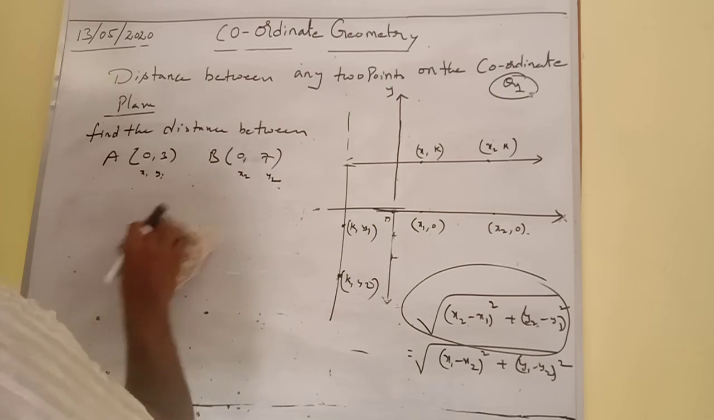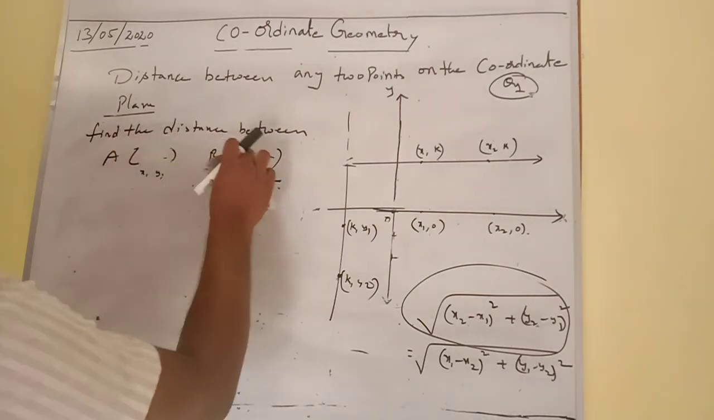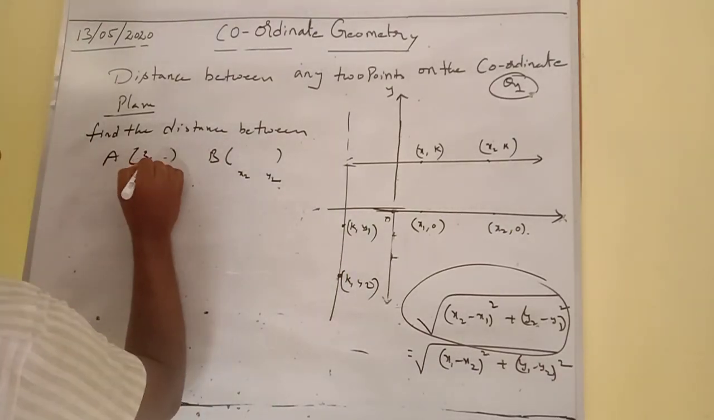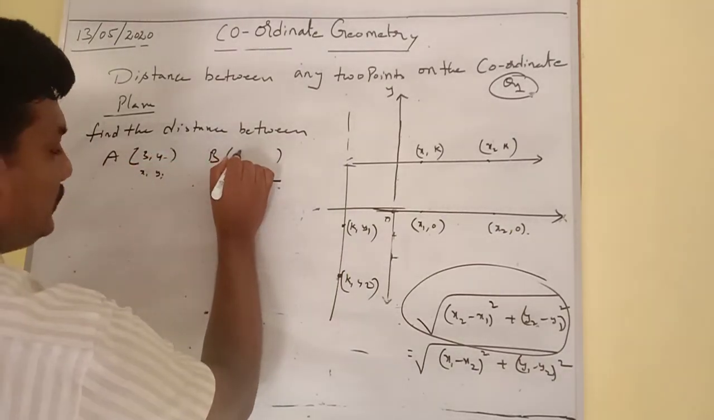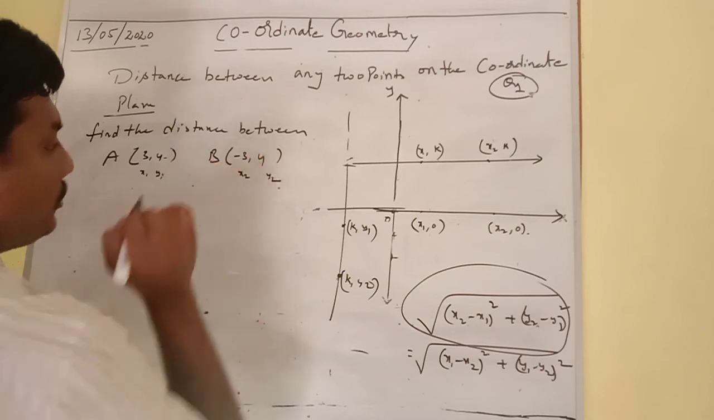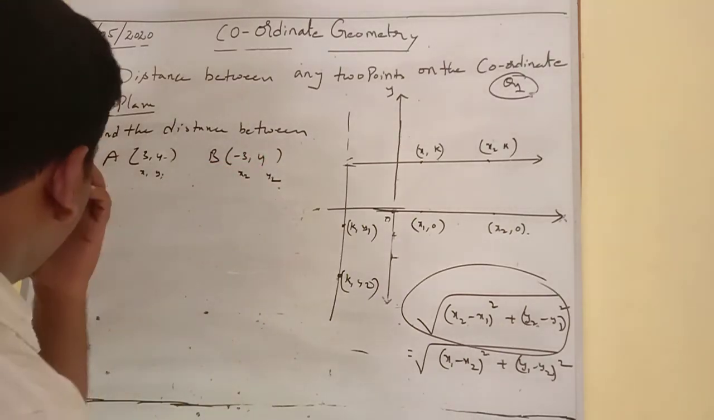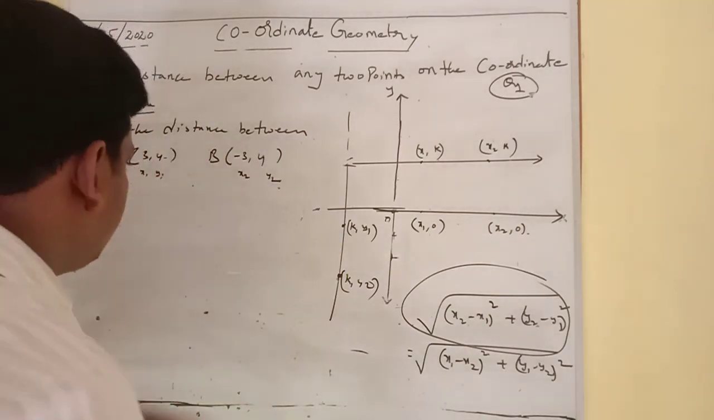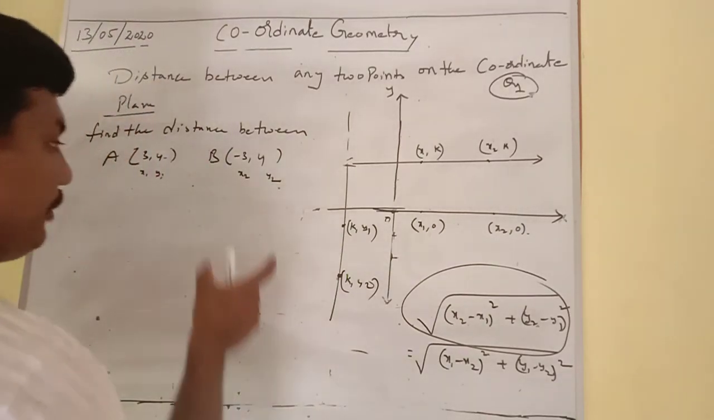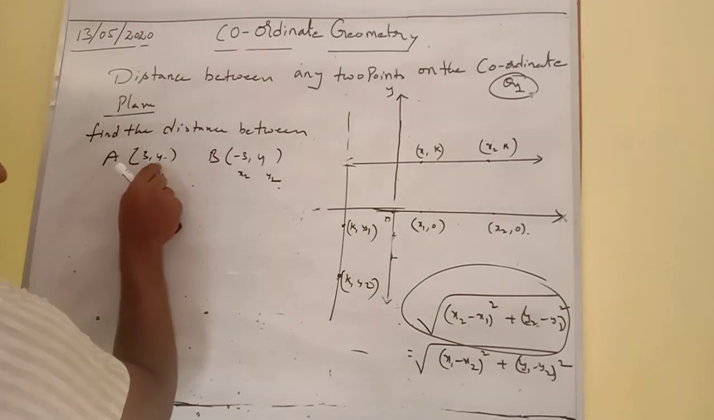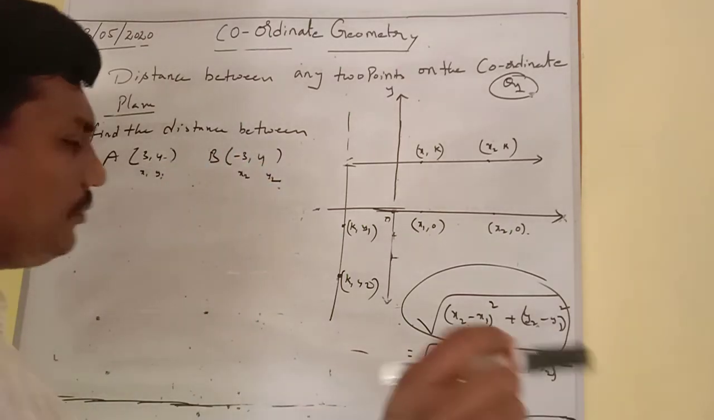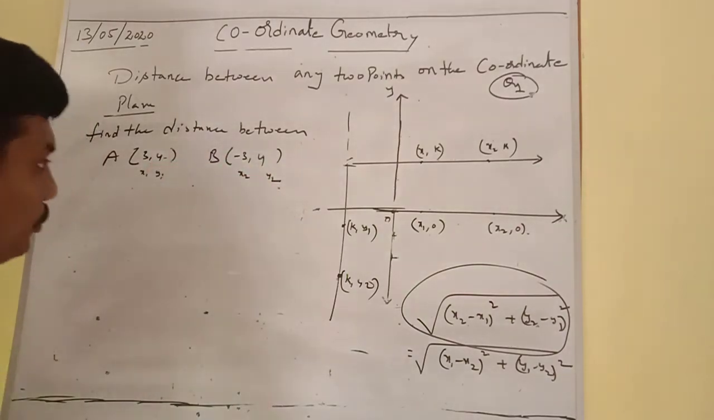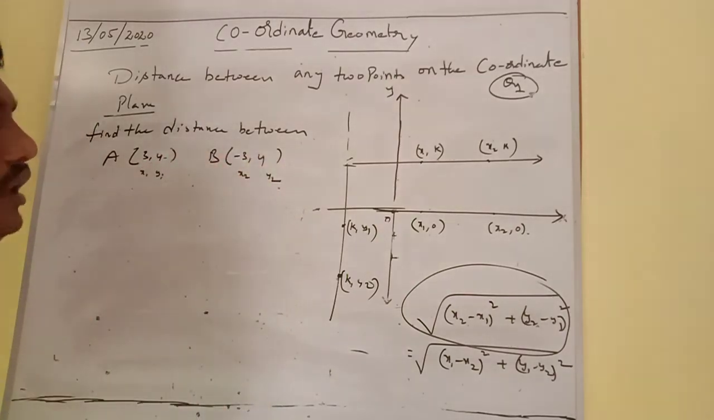Now consider two more points: 3 comma 4 and minus 3 comma 4. Are they different points? Let me consider. This is a very interesting case. Consider 3 comma 4 and minus 3 comma 4. If you observe carefully, here also 4, here also 4. So both y coordinates are 4 and 4.